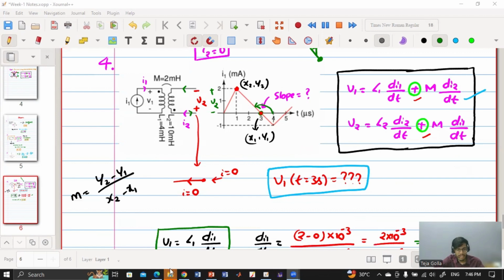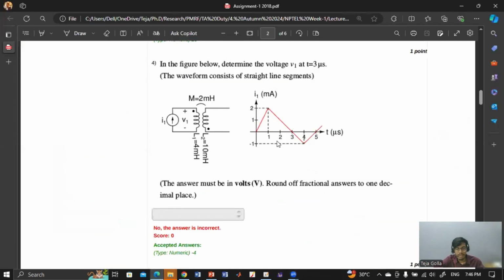So that's why they have explicitly mentioned the time, because voltage is dependent on the slope of the current. If the slope changes, voltage will also change. So that's why they have asked. So what is the value of x to the power 2? Sorry, I'm not able to understand what do you mean by x to the power 2? What is x here?